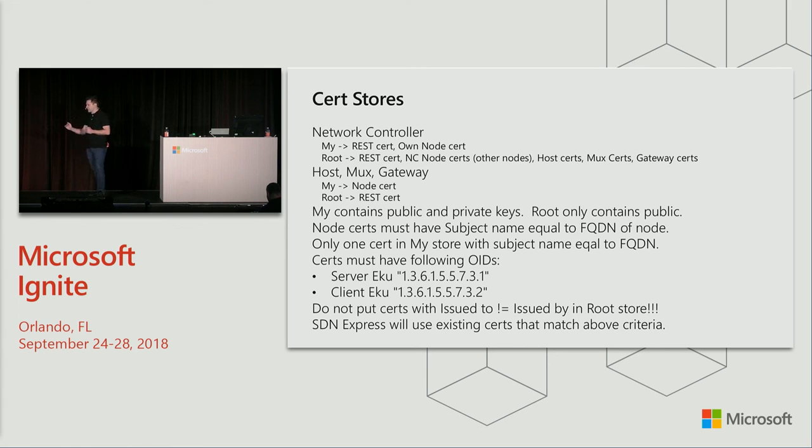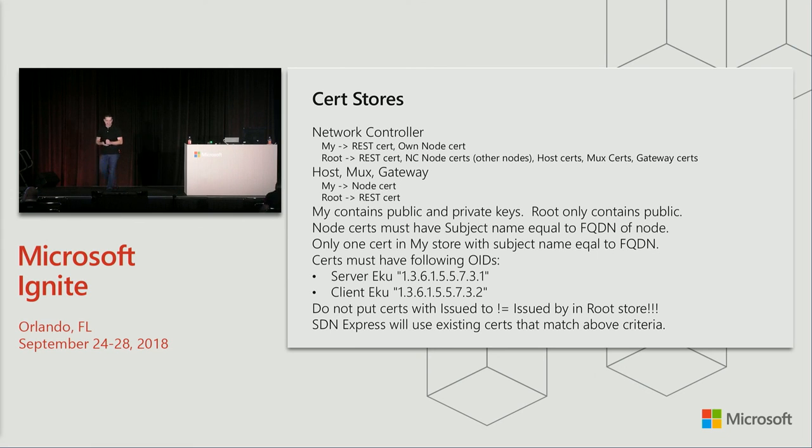need to only have one of those in the My store, because some of the components in SDN will go and look up in the My store for a certificate that matches a subject name. If you have two of them there, you may get a different cert depending on what order it enumerates them in. So you need to make sure that you only have one cert there with the subject name that matches FQDN.